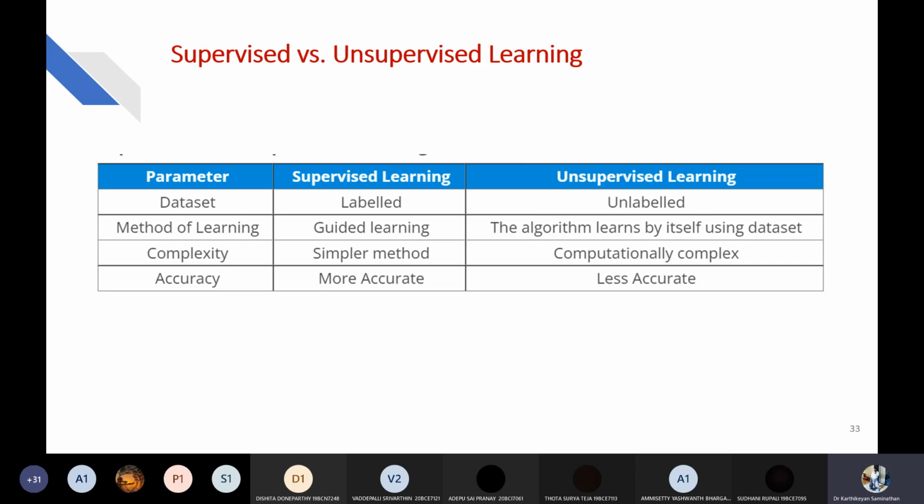So based on the parameters, what type of data set is used? In supervised learning, we will use labeled data, and in unsupervised learning, we will use unlabeled data. Method of learning: here we will use guided learning, there the machine learns by self-learning. Complexity: unsupervised is self-learning and complex. Accuracy: supervised is more accurate, and unsupervised learning is less accurate because of unlabeled data.